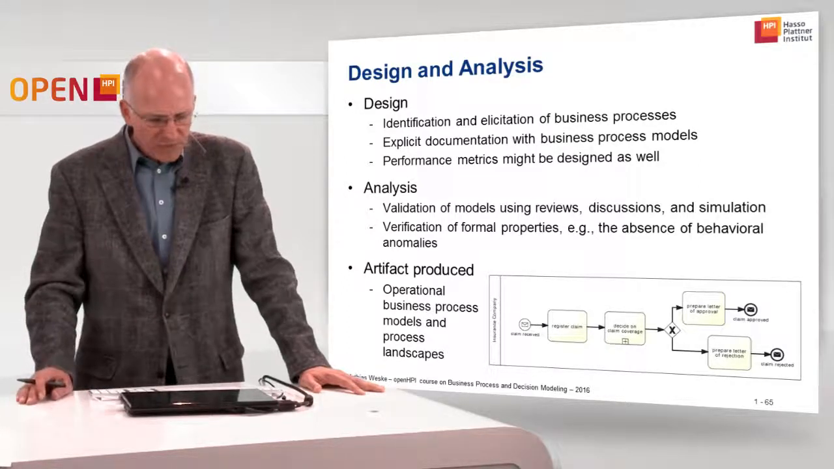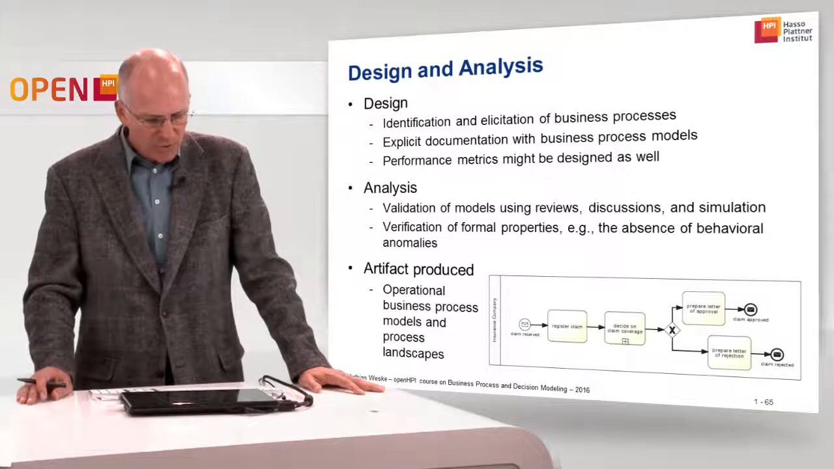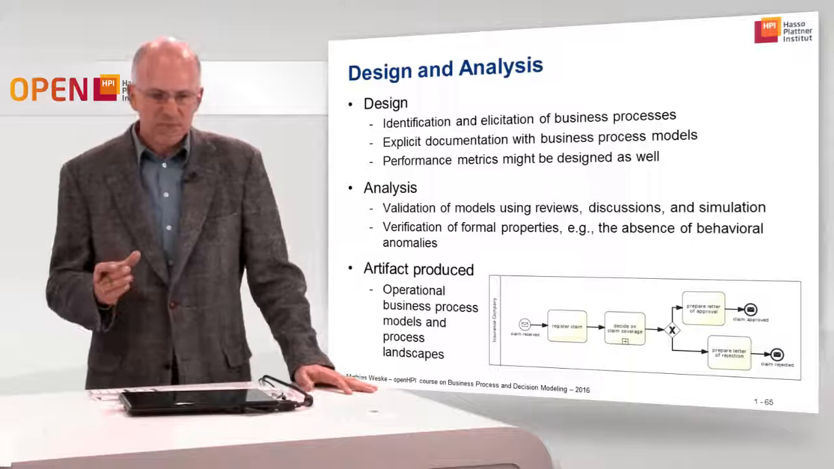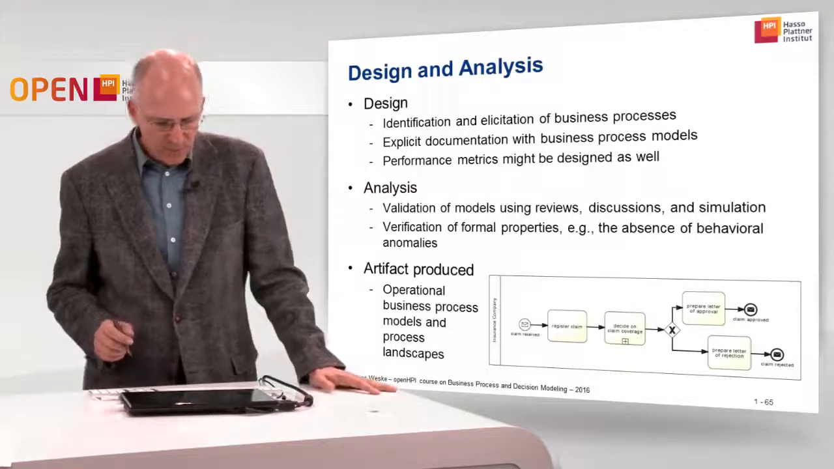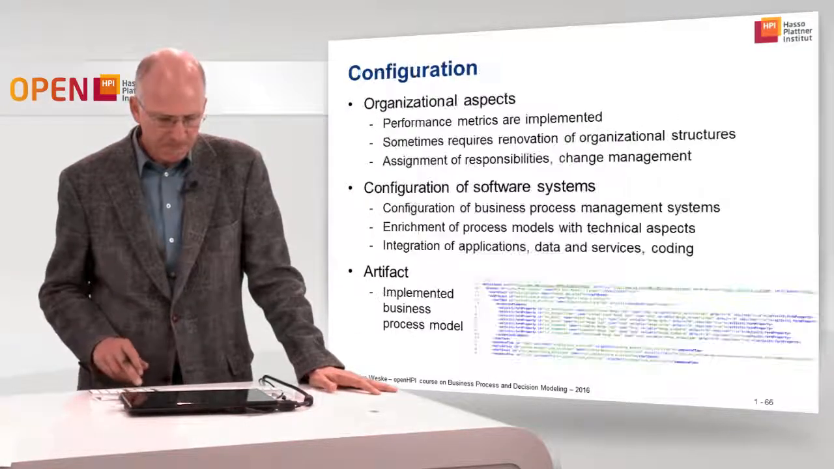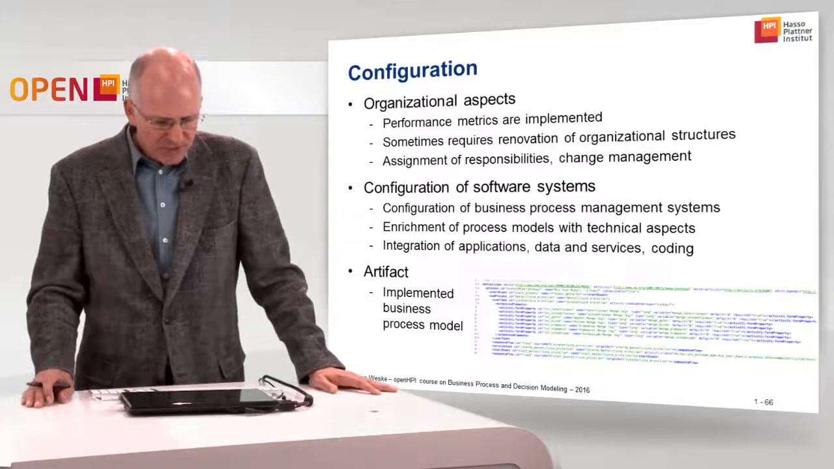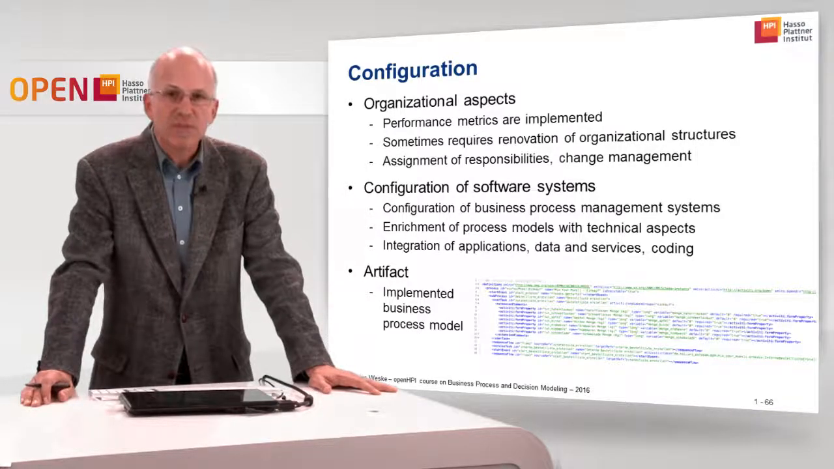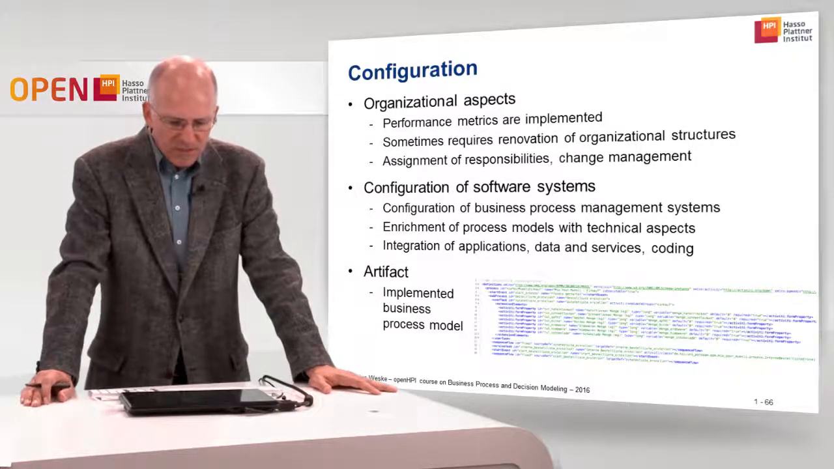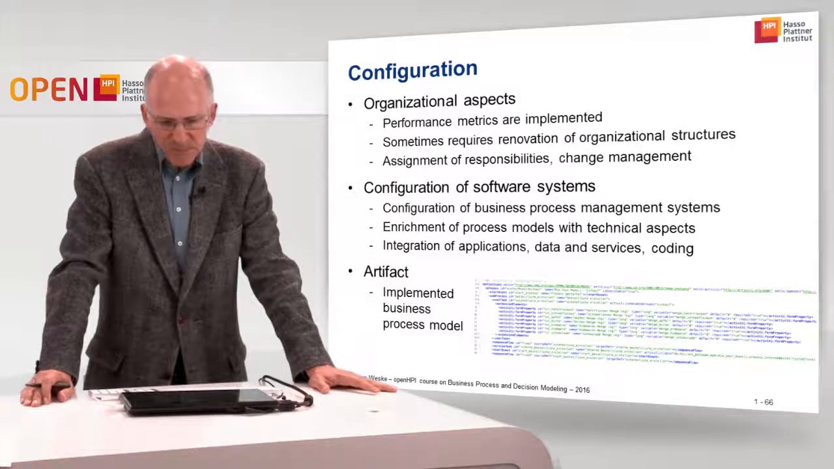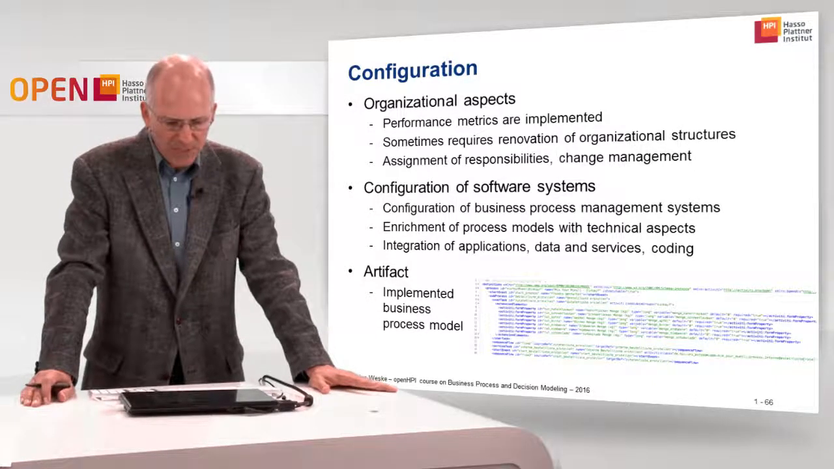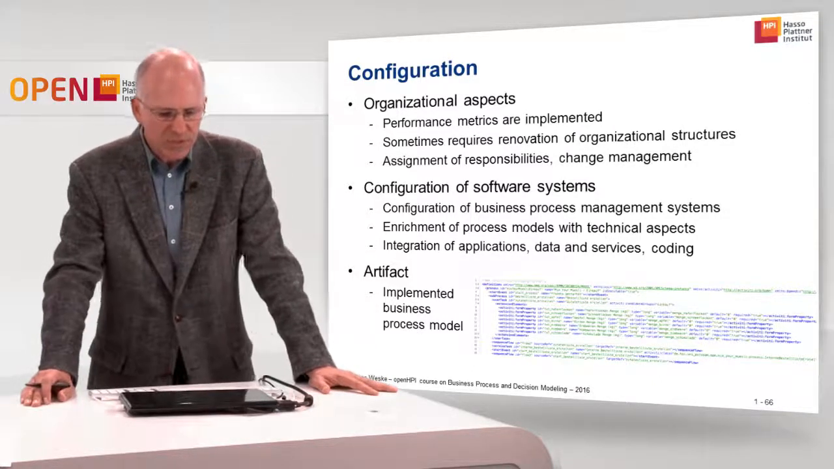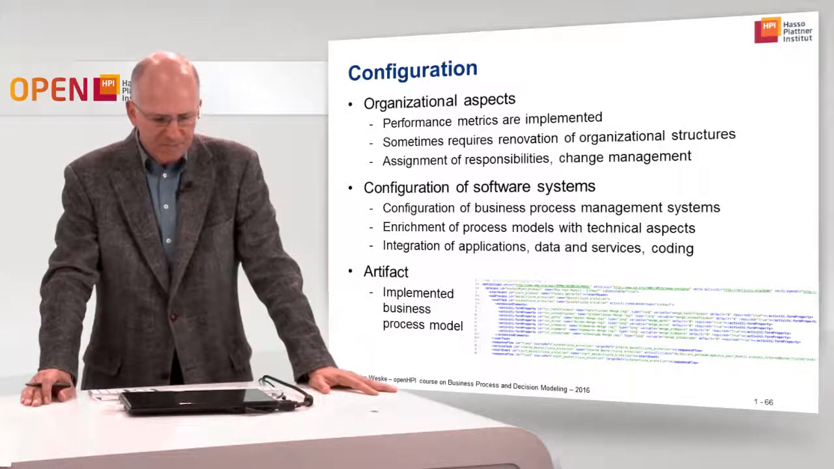In this phase, artifacts are produced, and the main artifact is the operational business process model and also the process landscape that is used to organize in which area the operational business process model fits. The configuration is basically what I was discussing in the context of the implemented business process model. So here we have organizational aspects like performance metrics that need to be implemented at that point. They have to be designed in the design and analysis phase. So here, during configuration, the performance metrics are implemented.